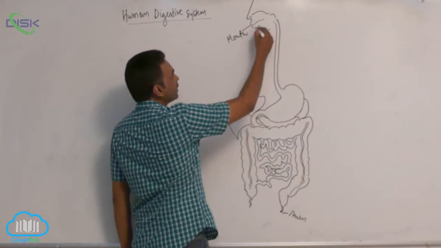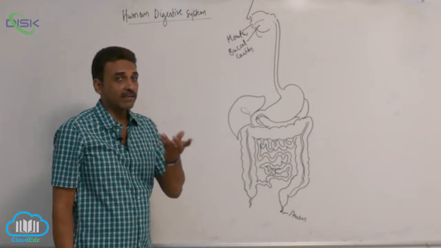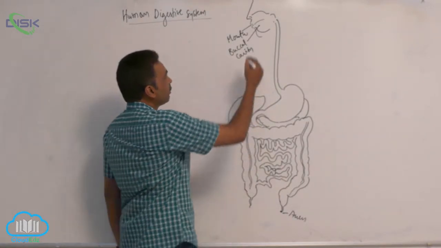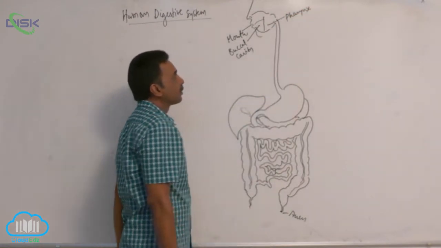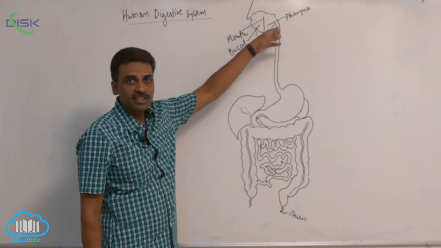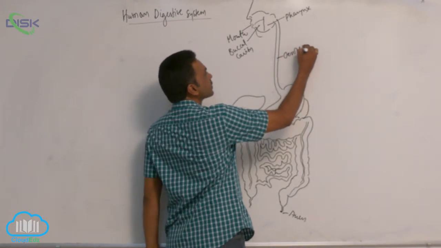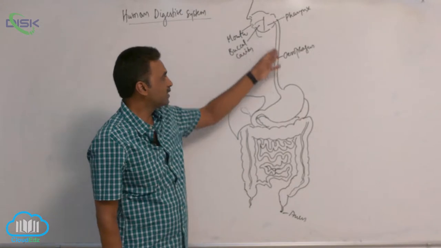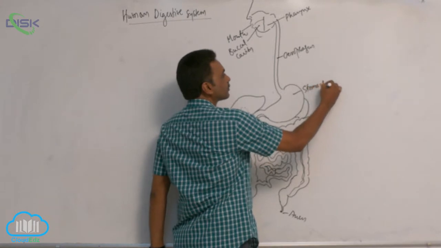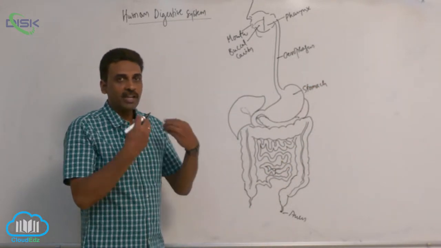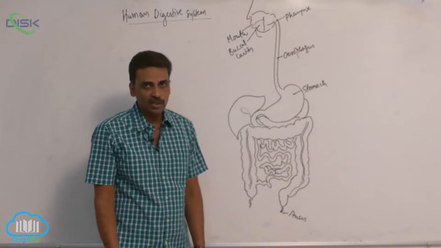In between there is the buccal cavity. The mouth opens into the mouth cavity, that is called buccal cavity, and the buccal cavity opens into another chamber called the pharynx. The pharynx opens into the esophagus. The tube-like structure is the esophagus. The esophagus opens into the stomach, that sac-like structure where hurriedly swallowed food is stored temporarily and partial digestion occurs. That place is called the stomach.